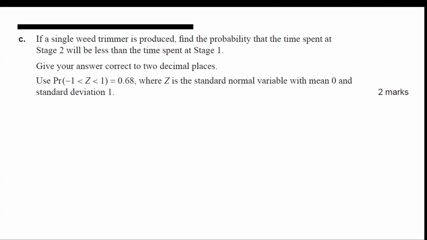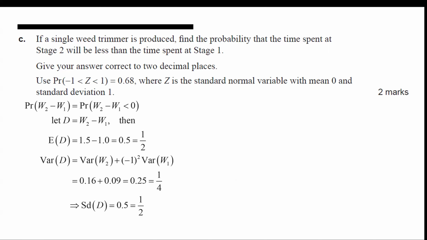Part C, if a single weed trimmer is produced, find the probability that the time spent at stage 2 will be less than the time spent at stage 1. Give your answer correct to 2 decimal places. And this rounding instruction probably rings a bell, because then you will see, using the standard normal z between -1 to 1, the probability is 0.68. Okay, this is a given fact, so you need to use that. Well, you could actually see, okay, it might have something to do with 0.32 or 0.16. In fact, the answer is indeed 0.16.